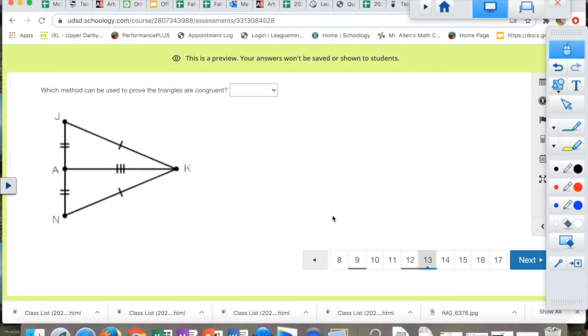Which method can be used? Well, since these three sides and these three sides are all marked congruent, that's the easiest one in my opinion, side, side, side.